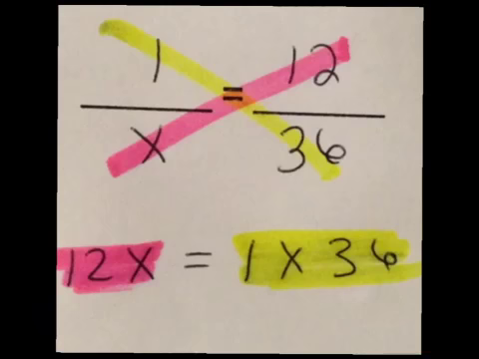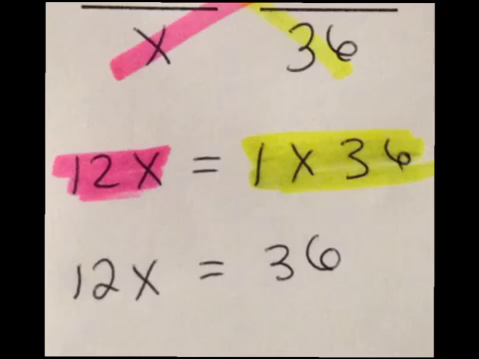Our next proportion is 1 over x is equal to 12 over 36. Take your pink highlighter, highlight the x and the 12. Take your yellow highlighter, highlight from the 1 to the 36. Then we'll take our cross products. We'll get 12x is equal to 1 times 36. This is the same result that we got with the last proportion.